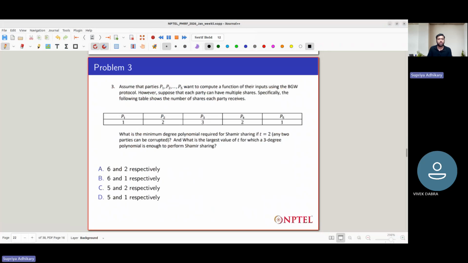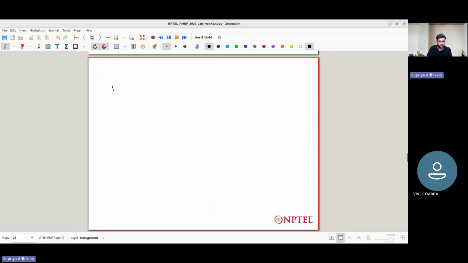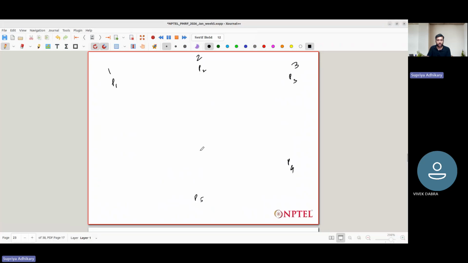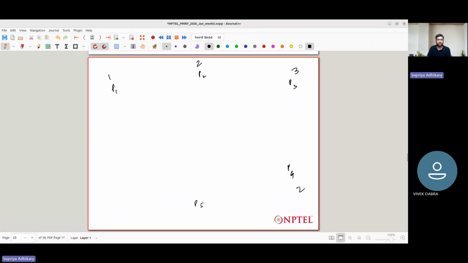Any 2 parties can be corrupted. And what is the largest value of T for which a degree 3 polynomial is enough for summary secret sharing? So this was the kind of question that was discussed previously. So P1 has 1 share, P2 has 2 shares, P3 has 3, P4 has 2 shares, and P5 has 1 share.